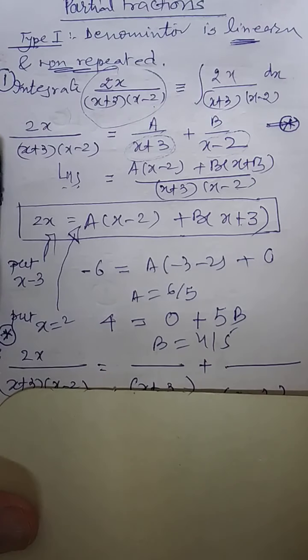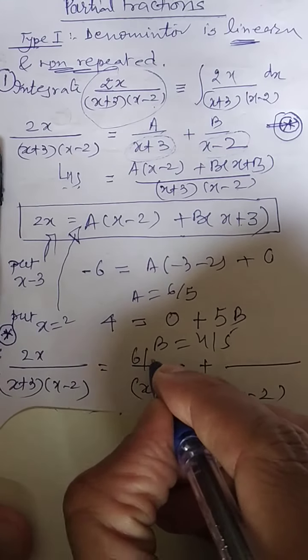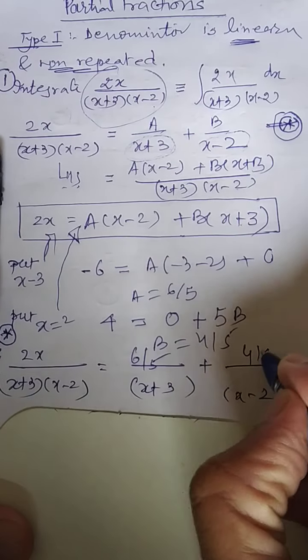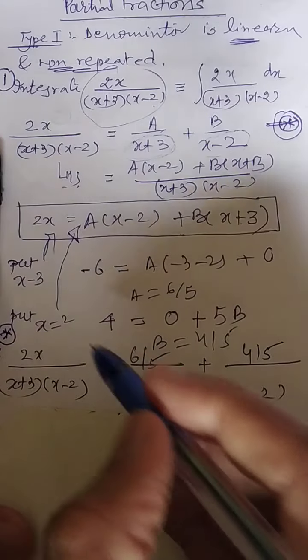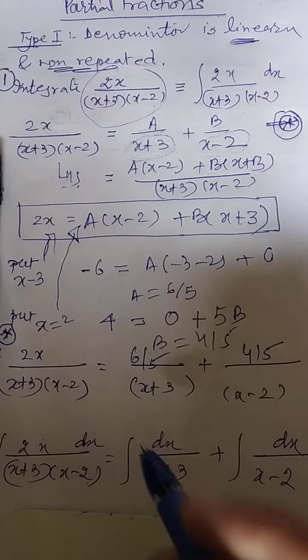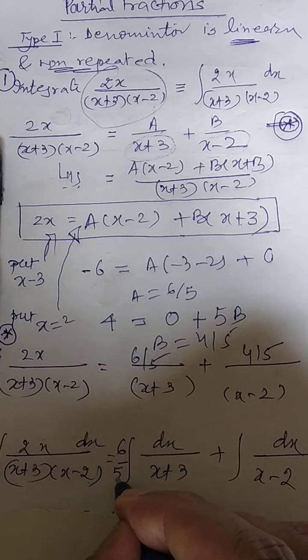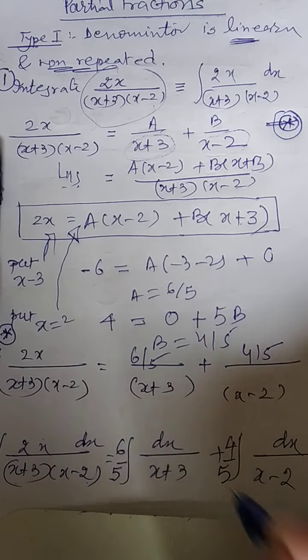So replace those values in the star expression. Here it will be 6 by 5, here it will be 4 by 5. That is the method. Now integrate. So it will be dx upon x plus 3; this is 6 by 5, which I am keeping outside. Integration of dx upon x minus 2, this is 4 by 5. The number which is coming, it is outside.